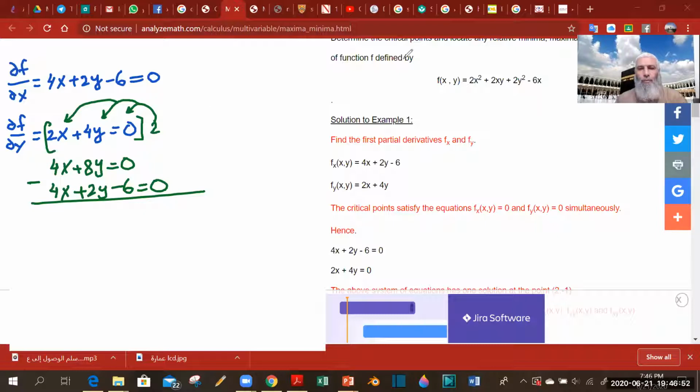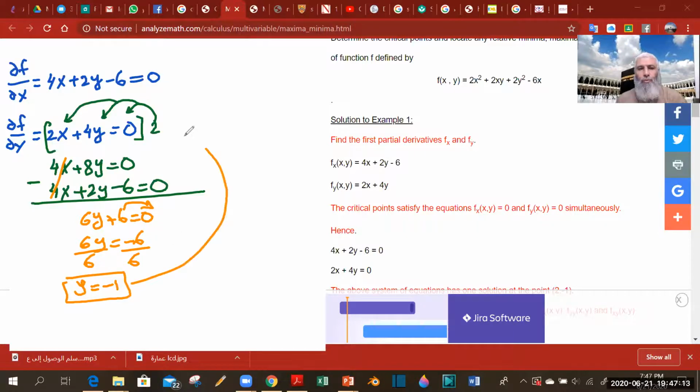So 4x minus 4x is 0. 8y minus 2y is 6y. Minus negative 6 is positive 6, equal to 0. So this 6 can come here. So 6y equals negative 6, and y equals negative 1.